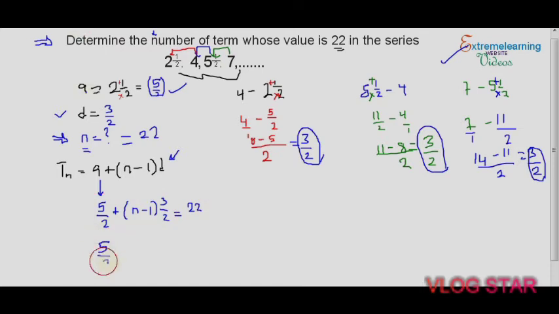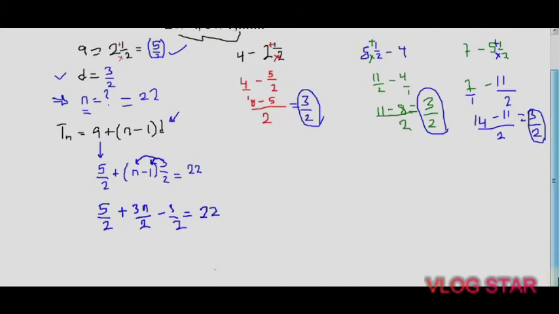Here we have 5 all over 2 plus 3 over 2 multiplied by n, that is 3n all over 2, minus 3 over 2 multiplied by negative 1, which is negative 3 all over 2, equal to 22. So now guys, let's move down a little, and do the normal simplification.